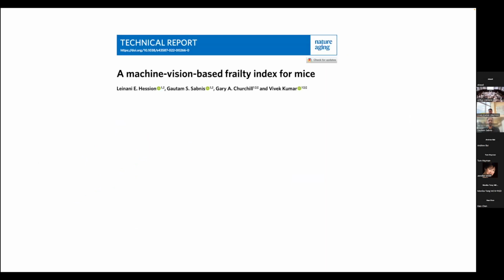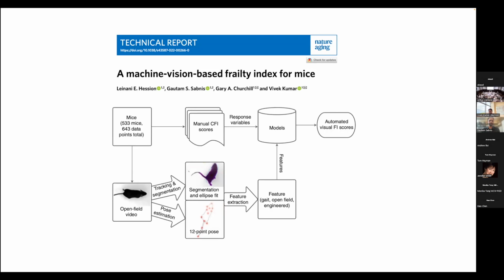So although the frailty index is an extremely useful tool for aging research, an increase in its scalability, reliability, and reproducibility through automation would enhance its utility. We address this by producing a scalable automated visual frailty index using video-generated features. We used machine vision-based techniques to extract an array of features, many of which show strong correlations with aging and frailty.